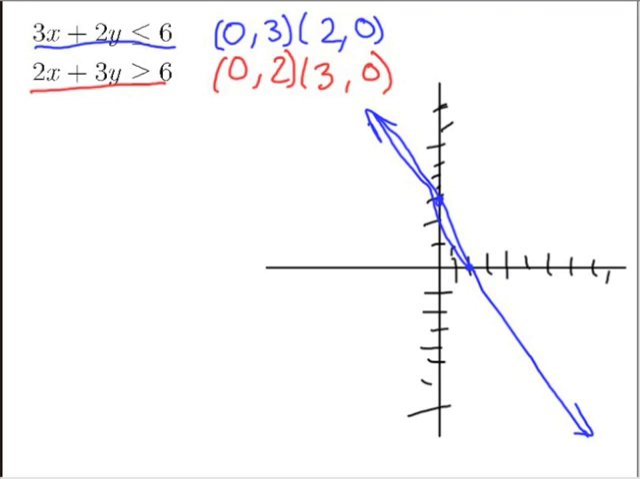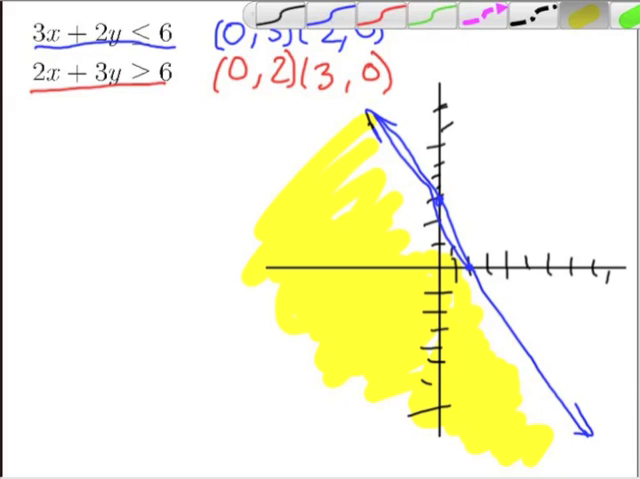And if we try and shade this, plug in a point that's not on the line, 0, 0. 0 plus 0 is less than or equal to 6, which it is, so we shade everything the same side as 0, 0. Now we'll graph our second line. 2x plus 3y is greater than or equal to 6, so x is 0, y is 2, x is 3, y is 0. Again, we have the solid line.